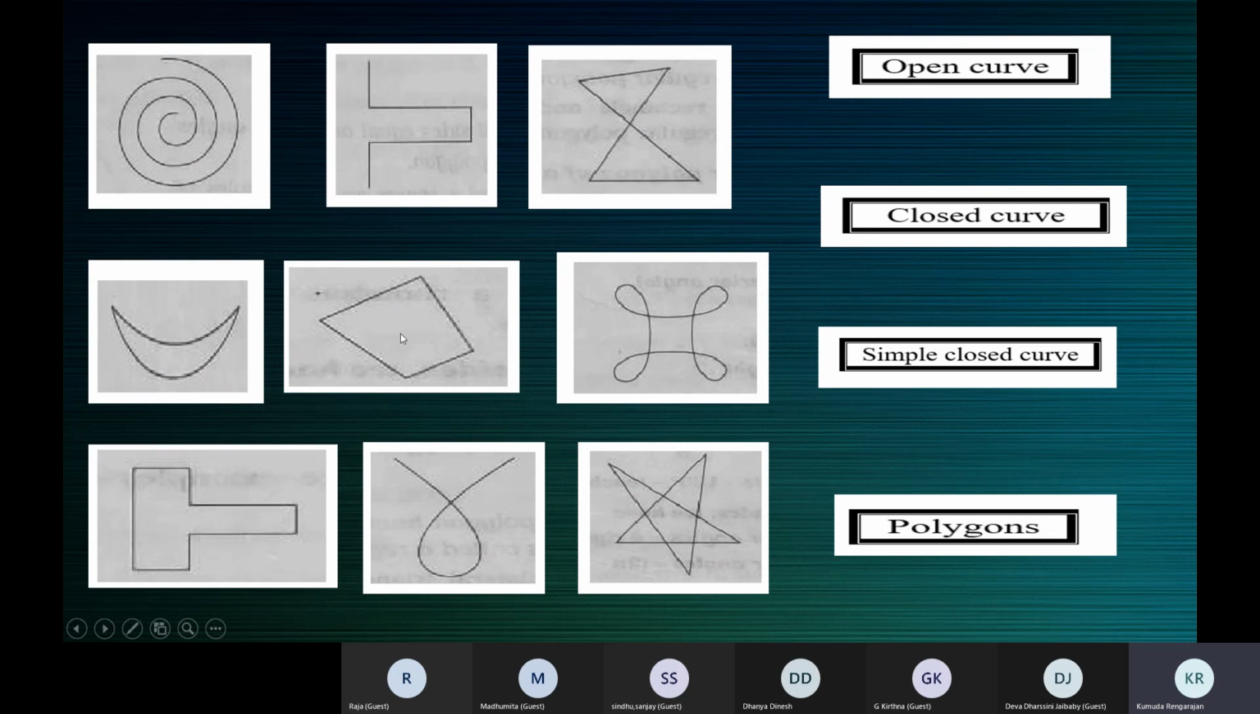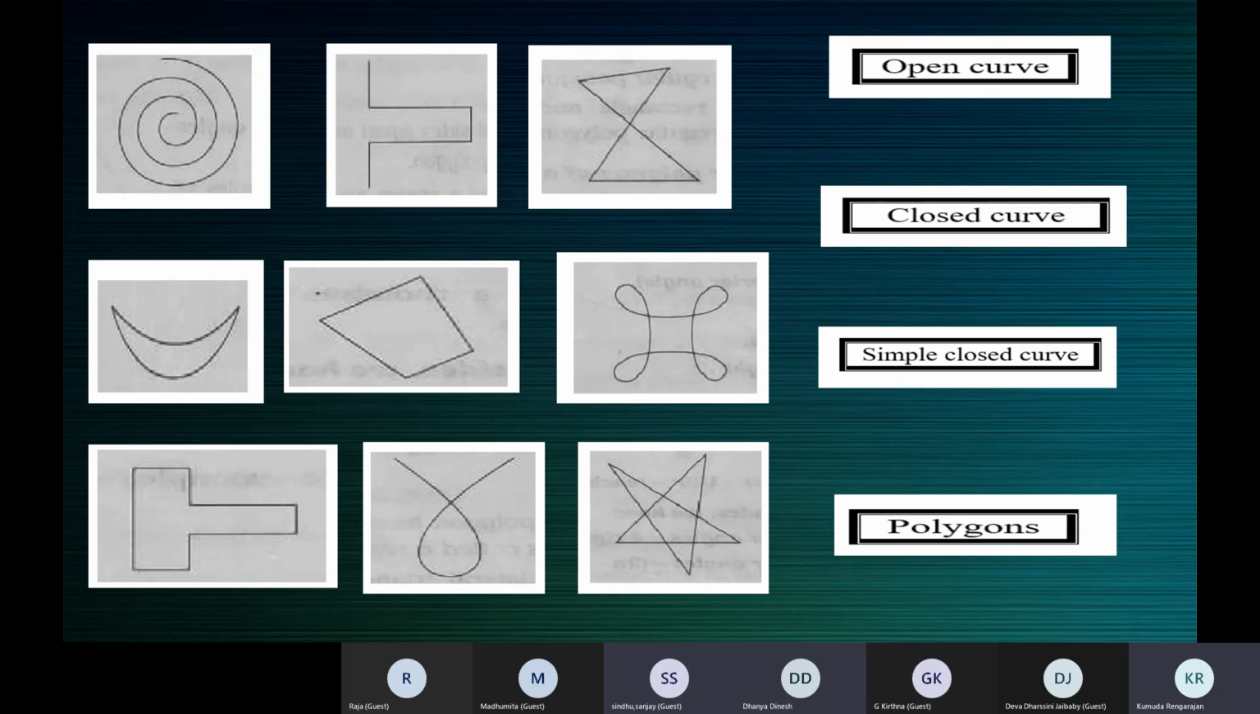Is it a curve? Yes, ma'am. It is capable of drawing that figure without lifting the pencil. So it's a curve. Is it a closed curve? Will the start point be equal to the end point? Yes, ma'am. So it's a closed curve. Is it a simple closed curve? Does it cross over itself anywhere? No, ma'am. It is a simple closed curve.